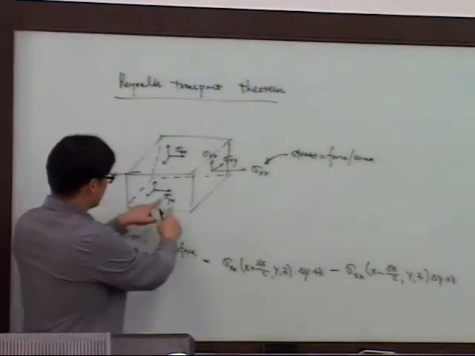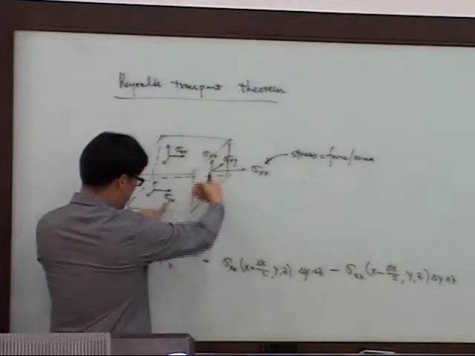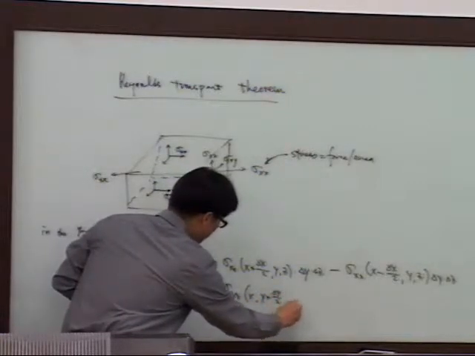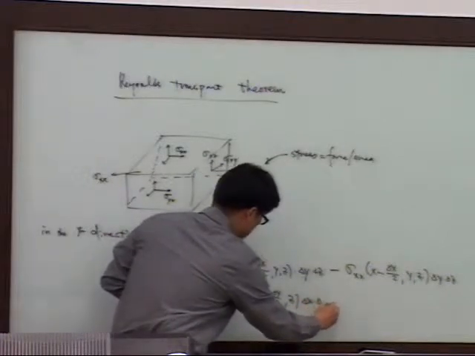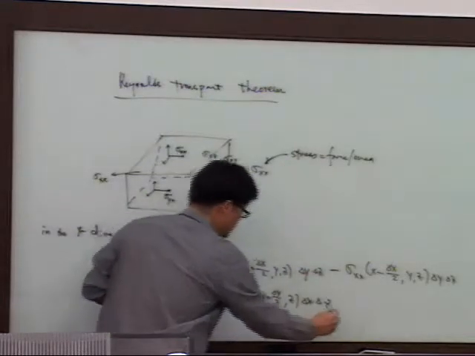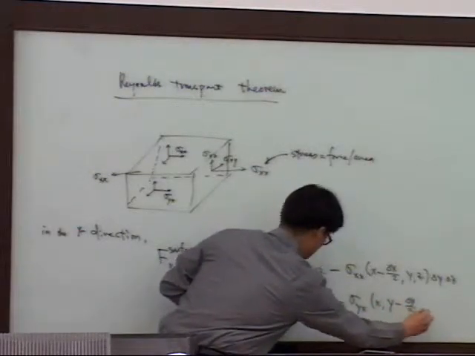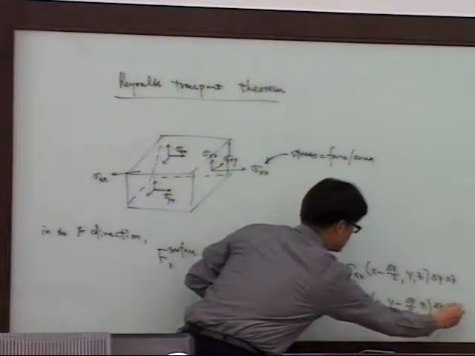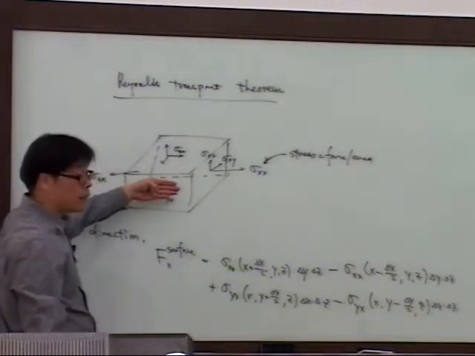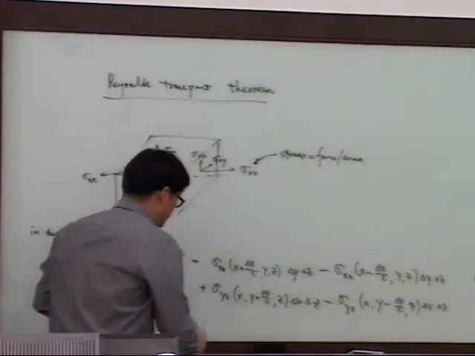sign. And then I have to consider this guy, sigma yx on this surface, the front face, and the face in the back, which gives sigma yx at x, y plus delta y divided by 2, and z, times delta x delta z, and plus, so this is sigma yx minus sigma yx at x, y minus delta y divided by 2, z, times delta x delta z, because this face is located at y plus delta y over 2, and the face on the back is located at y minus delta y over 2.